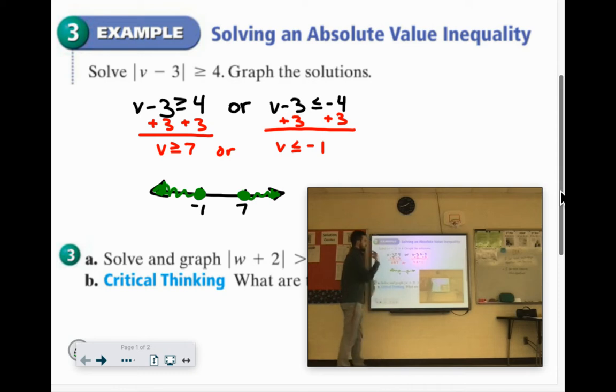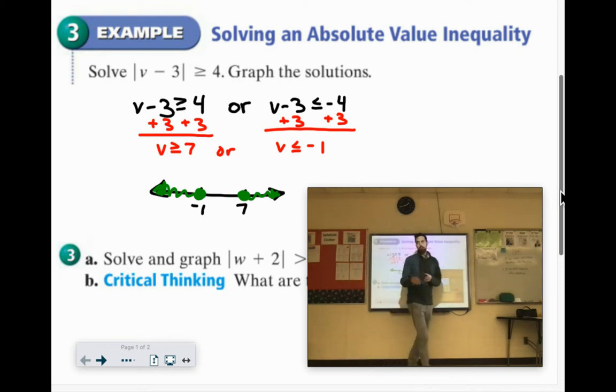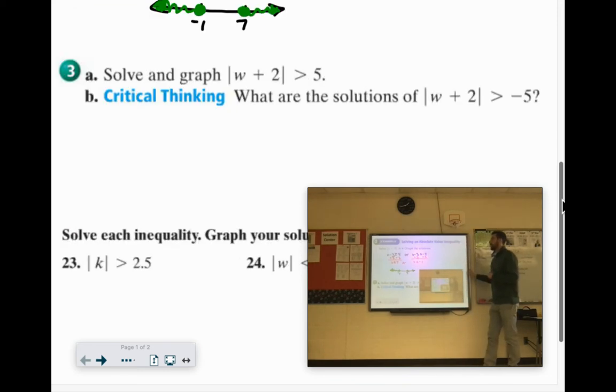So anything that is shaded would work in the initial inequality. So if I chose a number like negative 10, which is shaded to the left here, and I put in negative 10 minus 3 is negative 13. The absolute value of negative 13 is 13, which is greater than 4. Anything in the middle that's not shaded, like 3, will not work. 3 minus 3 is 0, absolute value of 0 is 0, and 0 is not greater than 4. So again, this shows you all of the solutions that do work.